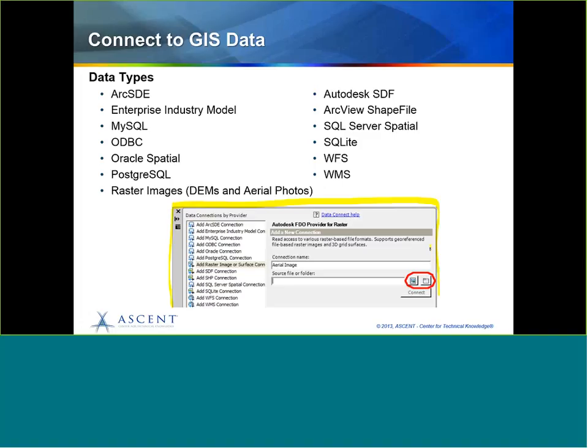Now, if you already have some DEM data, so digital elevation models, DEMs are typically in a raster format, and so you would actually use the option to add raster image or surface connection, and that's where you would connect the DEM files. You'd also connect your aerial photos at the same place. Okay?